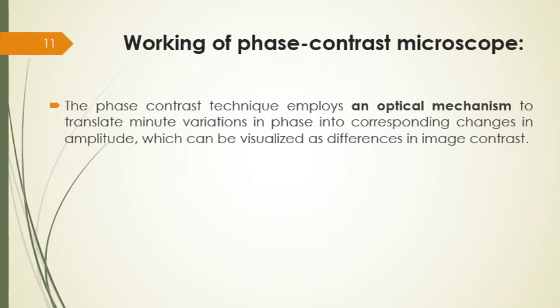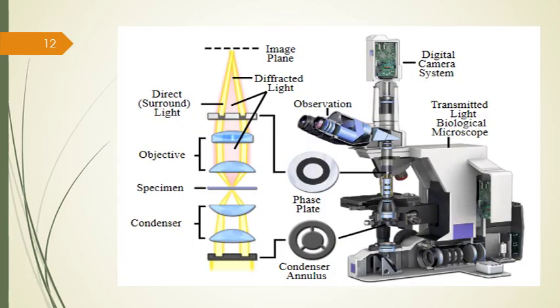So, the working of the phase contrast microscope. The phase contrast technique employs an optical mechanism to translate minute variations in phase into corresponding changes in amplitude, which can be visualized as differences in image contrast. In this figure, we have a cutaway diagram of a modern upright phase contrast microscope, including a schematic illustration of the phase contrast optical train.